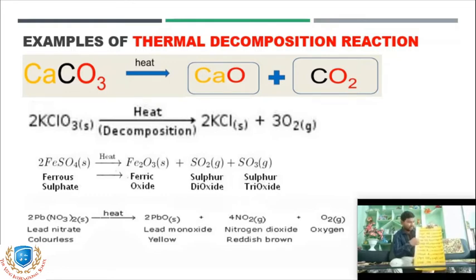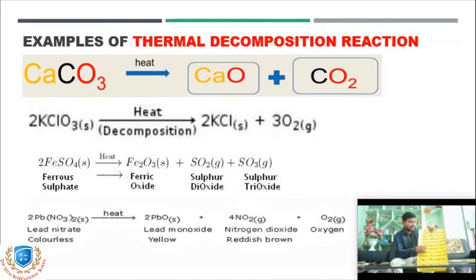In the same way, ferrous sulfate is a green colored substance. When it is heated, it converts into ferric oxide, with the formula Fe2O3, and sulfur dioxide gas, and sulfur trioxide gas is also formed. Here one single substance, when heated, converts into three other compounds.